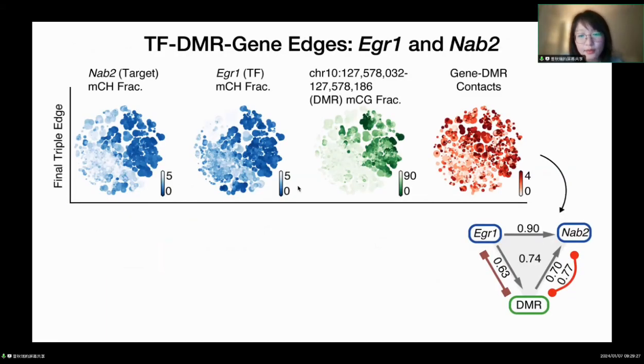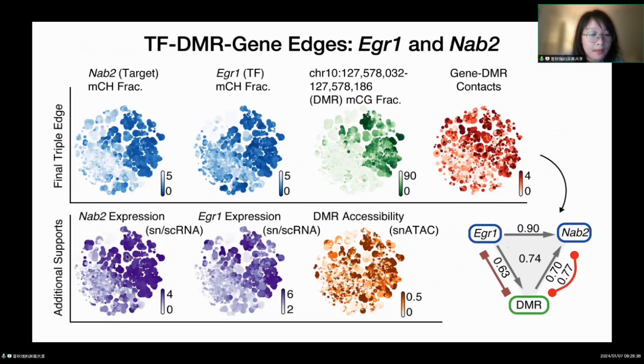So here is an example showing our logic. The TF EGR1 and the gene are highly correlated with each other. So this could also be shown in the RNA and the mCH level, where this TF and gene are very positively correlated. A DMR near this gene also shows negative correlation with the ATAC accessibility and a negative correlation with the contacts. And so basically this is one of the example triplets that we show here.